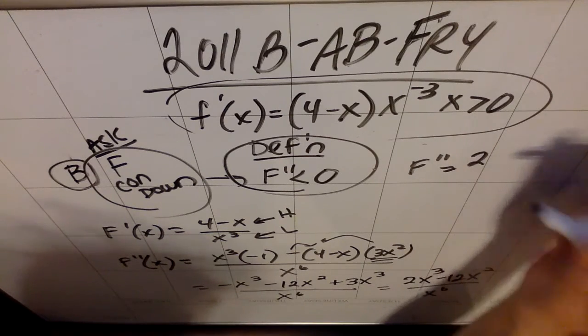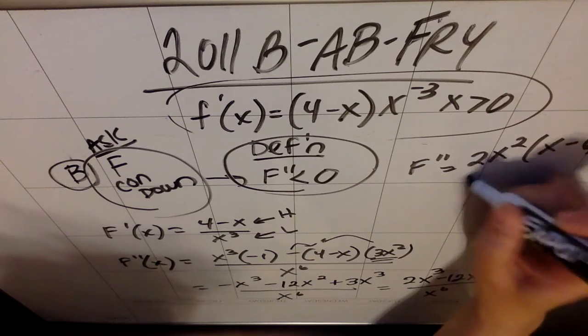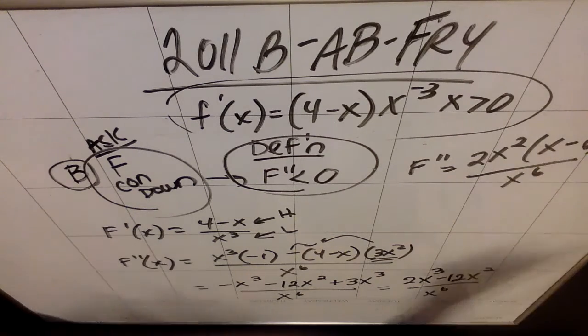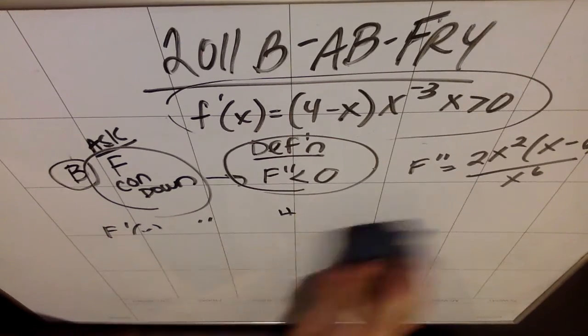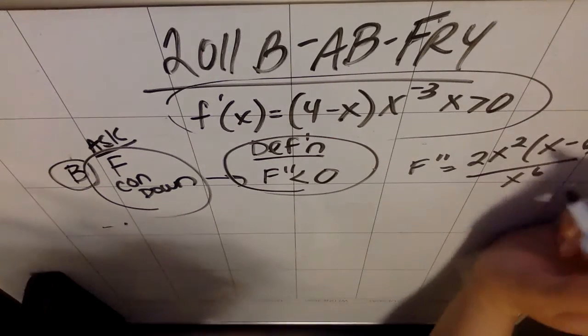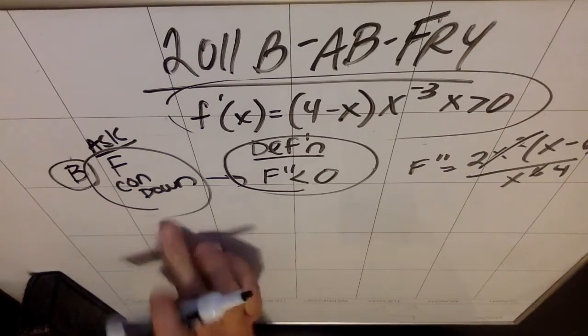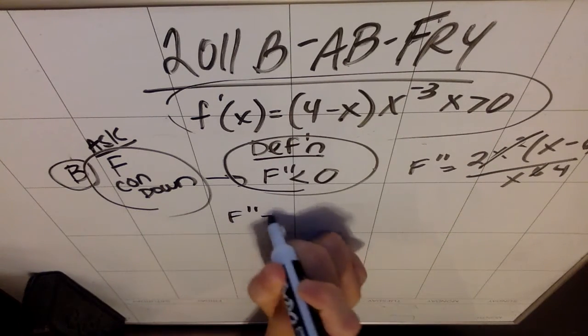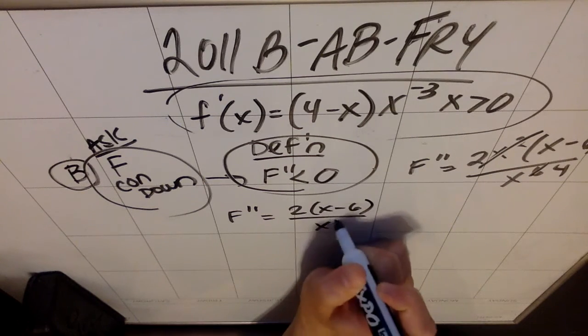So now I'm going to copy my f double prime up here so that I can buy myself a little bit more space. I'm going to yank out a 2x squared while I'm at it and have an x minus 6 here all over an x to the 6th, right? So what you'll notice is if I want, since I took that x squared GCF out, I can cancel that with the x to the 6th and make that an x to the 4th on the bottom. So it looks like my f double prime is a 2 times the quantity x minus 6 all over an x to the 4th. Right?